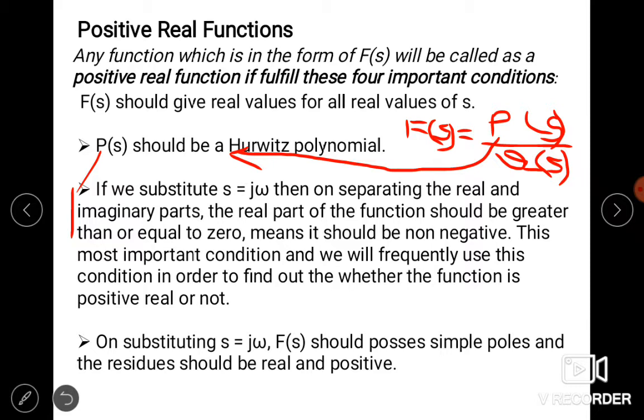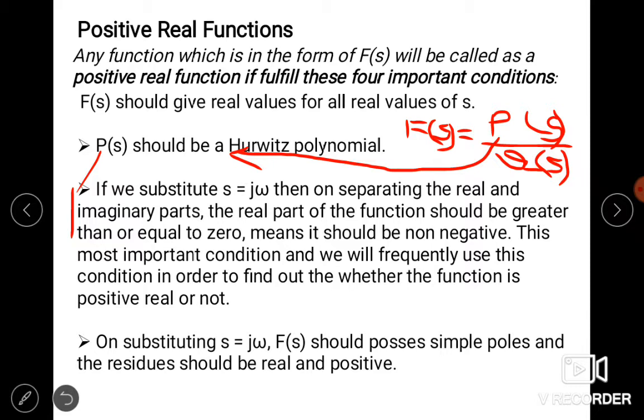F(s) should possess simple poles, and the residues should be real and positive. What does this mean? You have to know what a pole is and what a zero is. You must remember: if F(s) is the function, then the numerator set to 0 gives the zeros, and the denominator set to 0 gives the poles. You have to remember always which is called zero and which is called pole.